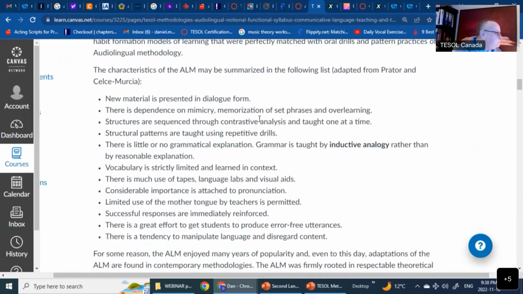New material is presented in dialogue form. There is dependence on mimicry, memorization of set phrases, and overlearning. Structures are sequenced through contrastive analysis and taught one at a time. Structural patterns are taught using repetitive drills. There's little or no grammatical explanation. Grammar is taught by inductive analogy rather than by rational explanation.